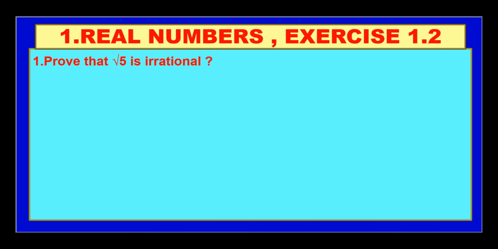Do you know what is a rational number and what is an irrational number? Good. What is a rational number? A number in the form of a by b or p by q, where p, q are integers and q not equal to 0, is called a rational number. And a real number which is not rational is called an irrational number. If you still want to learn about rational and irrational numbers, you may please check the video of introduction to numbers. Now let us look at the solution.